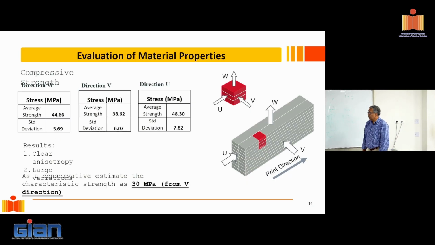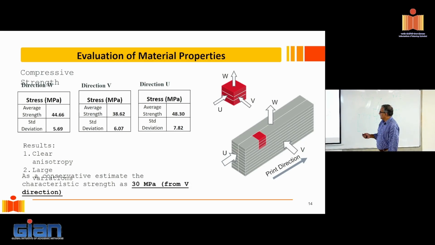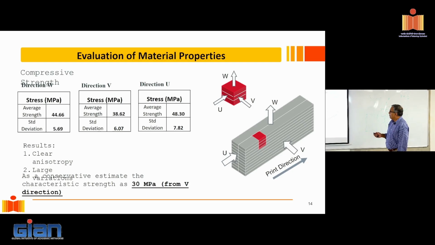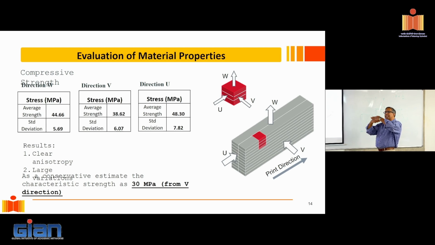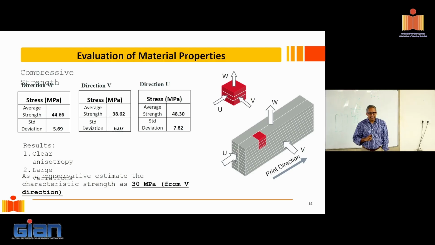Then, of course, we did the compressive strengths. Three directions are identified. U is along the print direction. V is perpendicular to the print direction, as is W. W is such that I'm basically pressing the layers. If you think about the W direction, you have these layers printed in this direction and you're pressing the layers. V is basically perpendicular to the printed interfaces and U is along the print direction. So it becomes important that whenever you're reporting strength properties of concrete, particularly extruded concrete, you have to identify the direction in which you're testing it.